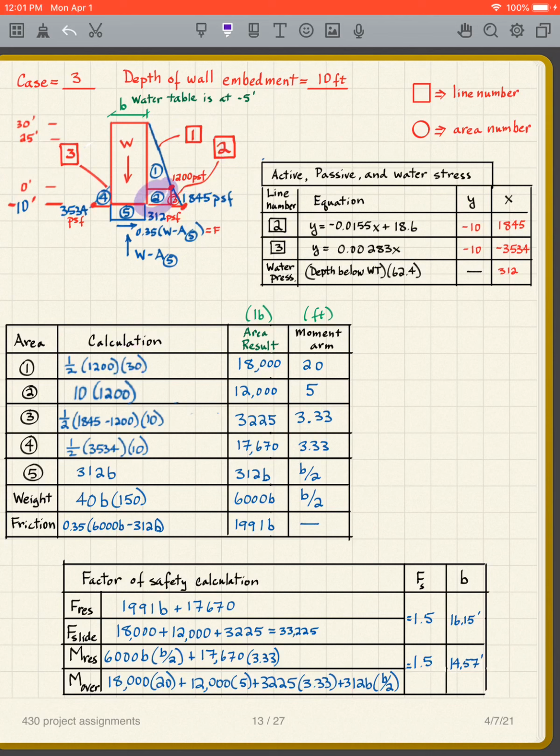Two is a rectangle. Well, this distance is 10 feet. This is 1200, so the area of that rectangle is simply going to be 10 times 1200, 12,000.